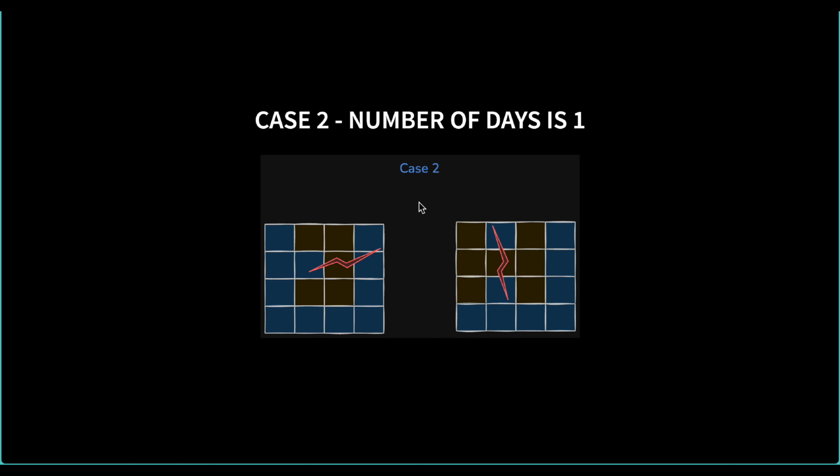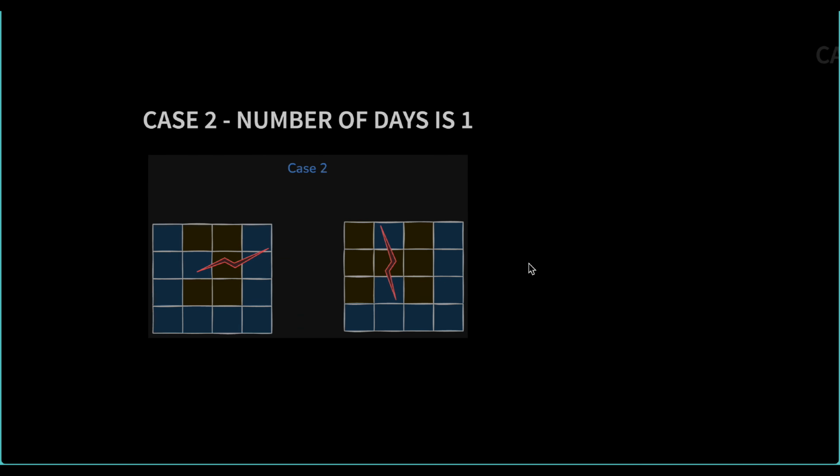Then in case 2, we will have the number of days as 1. And this will happen only when the graph has an articulation point. So for example, take a graph like this, which has this node, which is a single point of failure. If we remove it, the graph is now disconnected. Similarly, if we have a grid like this, we can see that this node is a single point of failure, so it is an articulation point. And if we remove it, now we will have 2 connected components. So to sink an articulation point, the number of days is equal to 1.